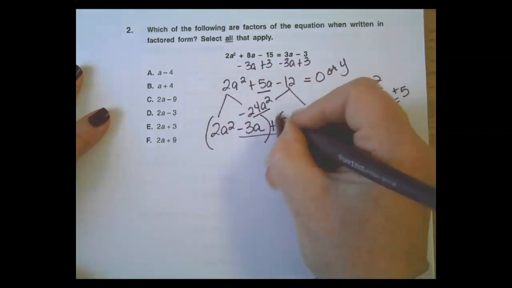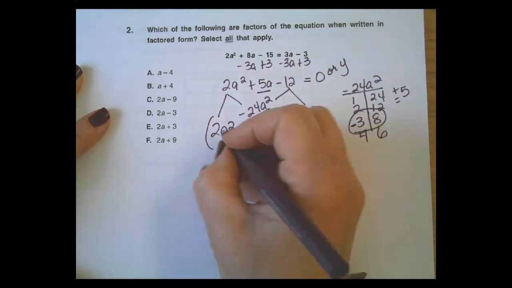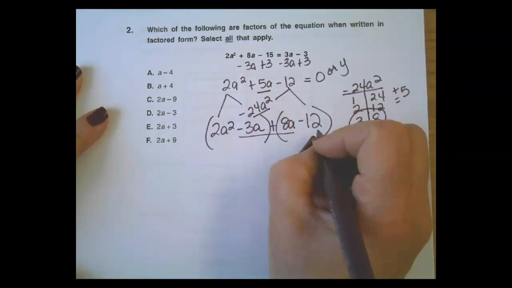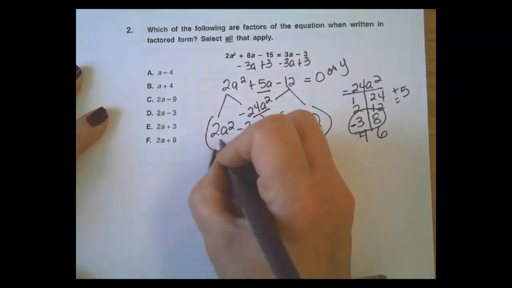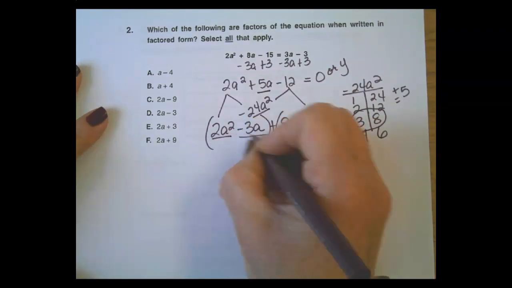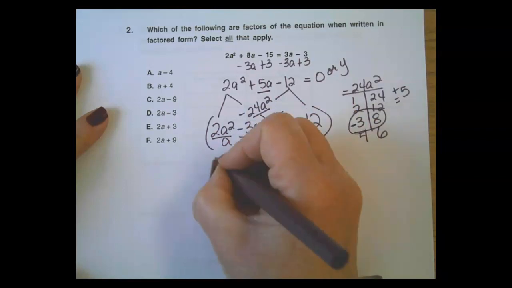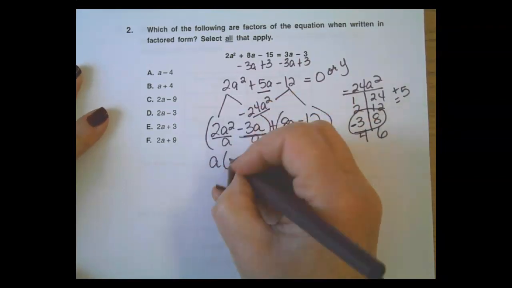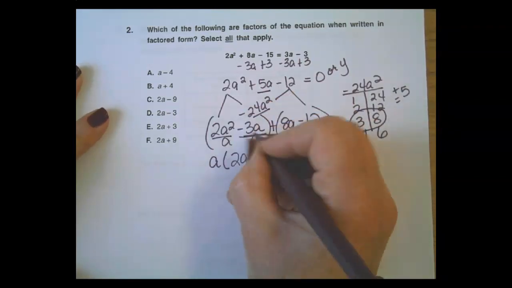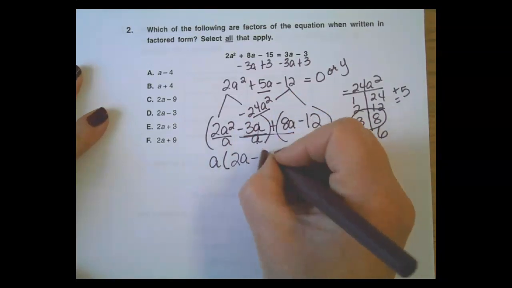Now we do what we called grouping. We grouped these into the 2 sections, and we said, what's my GCF? What is my greatest common factor? What do they have in common? They both have an a in common, so I'm going to take out that a. If I take out an a here, I'm still left with 2a minus 3.